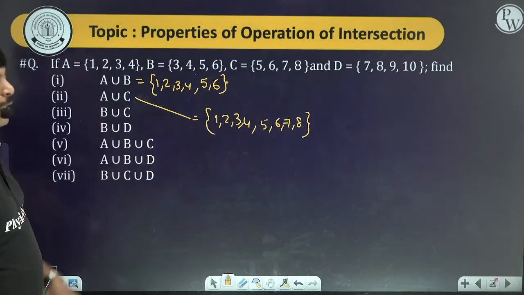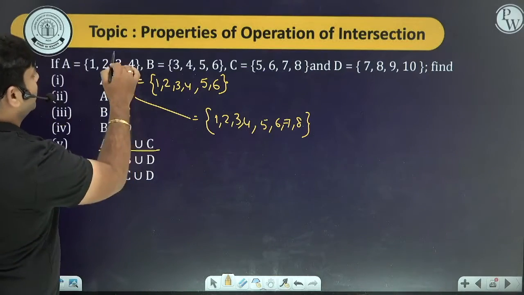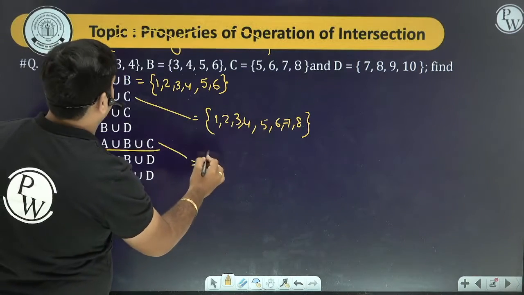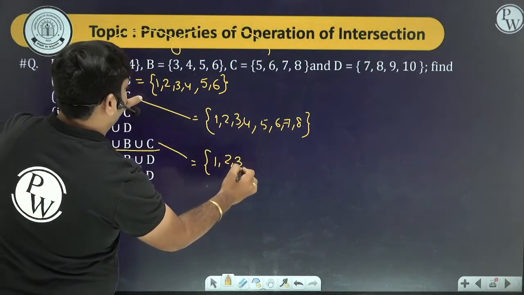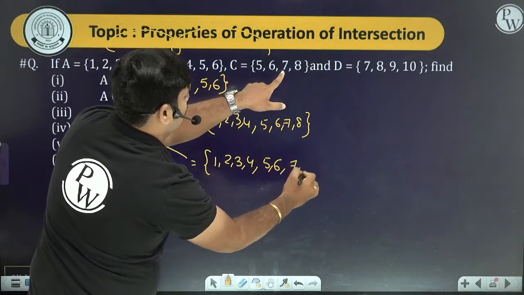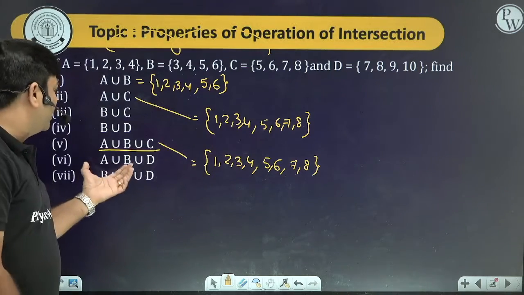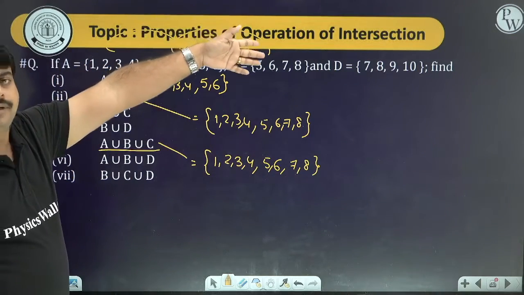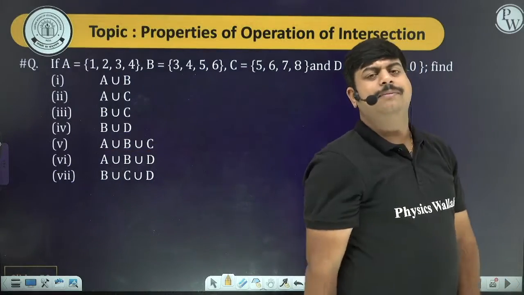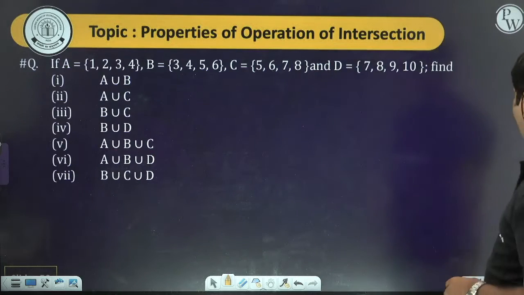You can find B union D. You have 3 sets now. A union B union C. A, B, and C. Write down all the elements. It is equal to 1, 2, 3, 4, 5, 6, 7, 8. So that is A union B union C. Same way you can find A union B union D. Easy things, people. So union means you need to club all the elements. And intersection means you need to just write down the common elements.